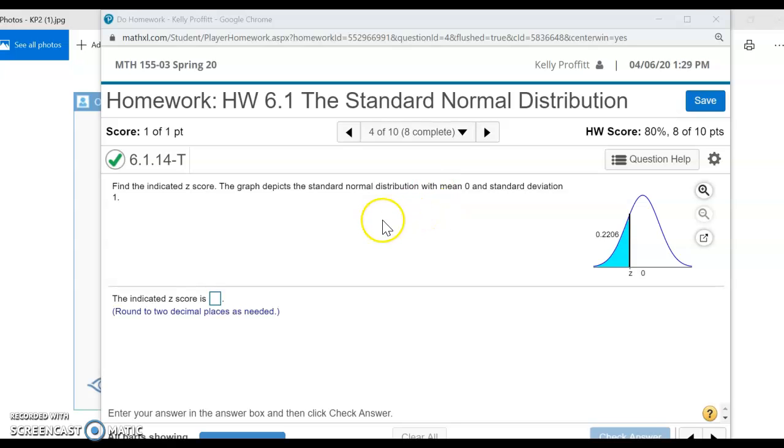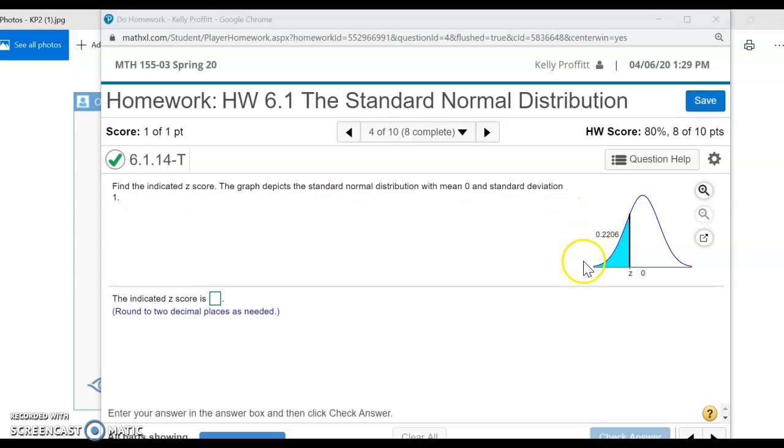Hey guys, I had a question on section 6.1 homework questions number 4 and 5. So I thought I would combine 4 and 5 on the same video. So number 4, it says find the indicated z-score. The graph depicts the standard normal distribution with mean of 0 and standard deviation of 1.